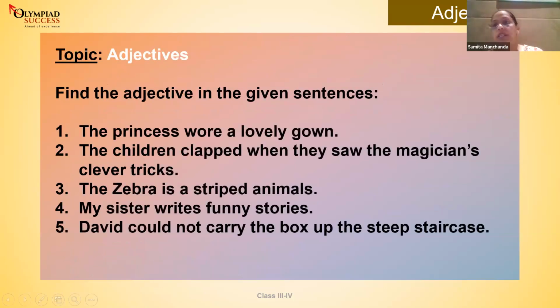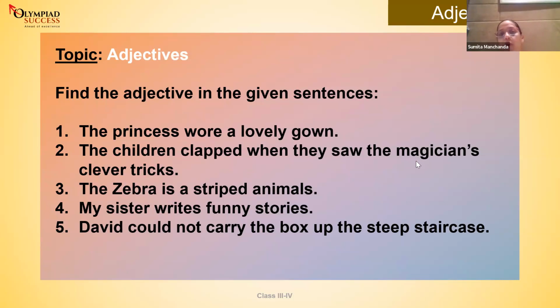Now listen to me. We'll quickly do this exercise. Some of them have classes, so quickly I'm going to do this. Now see, there are a total of 5 sentences. I want all of you to write the first sentence, which you can see over here. The princess wore a lovely gown. In this sentence, which word is an adjective? Quickly write. Good. That's correct. Very good. So the word lovely is trying to tell us something about a gown.